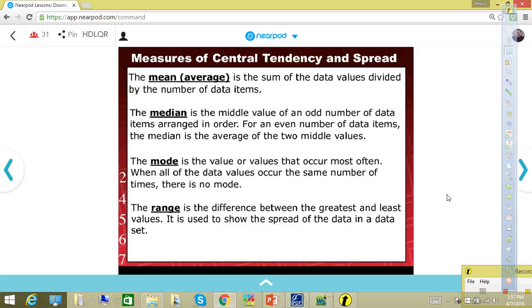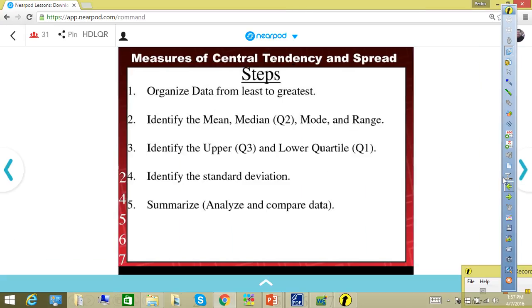Are we there? All right, there's also steps. Check this out. Don't copy these for right now because we're going to revisit this lesson tomorrow. We're going to split it into 2 days. Today we're going to do steps 1 and 2. Step 1 says organize data from least to greatest. And then we're going to identify the mean, median, mode, and range. Everybody with me? And tomorrow we're going to revisit and come back to do the upper quartile and the lower quartile, standard deviation, and we're going to summarize.